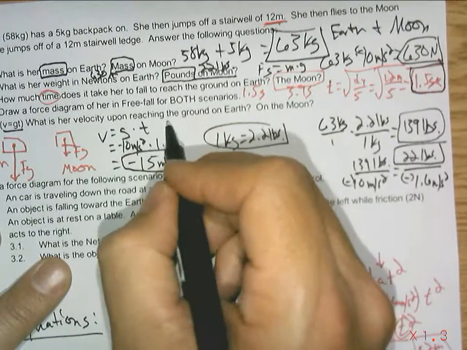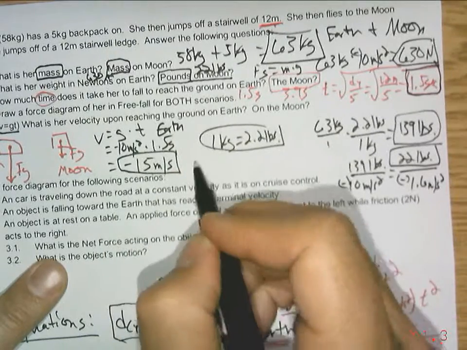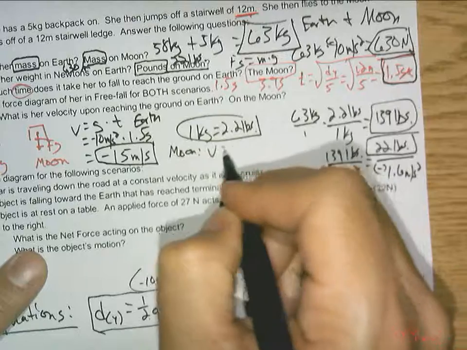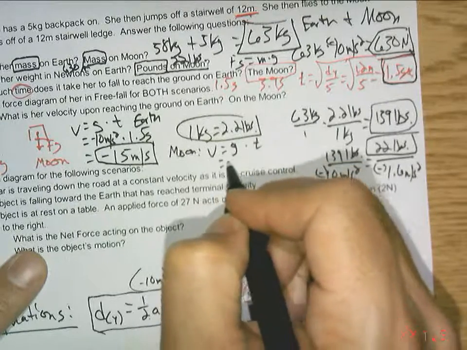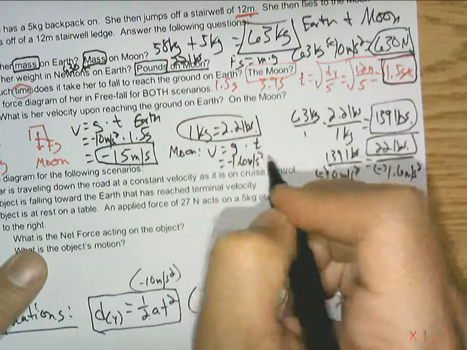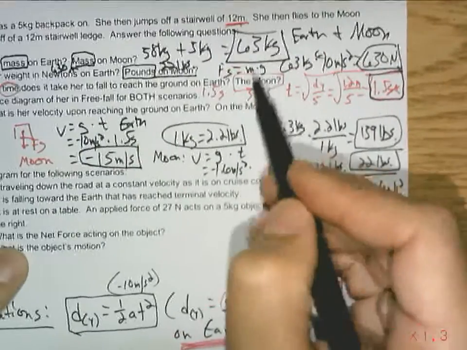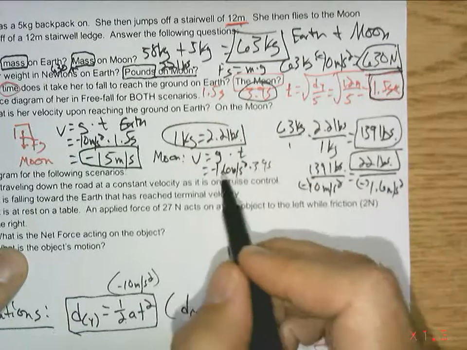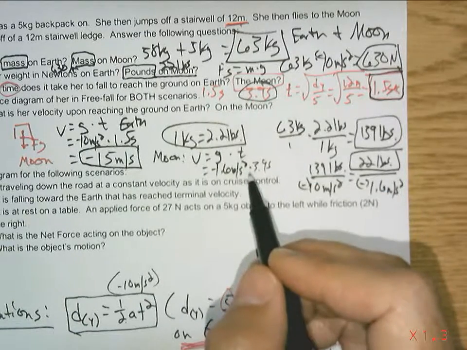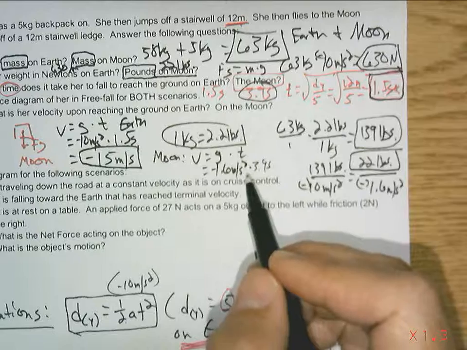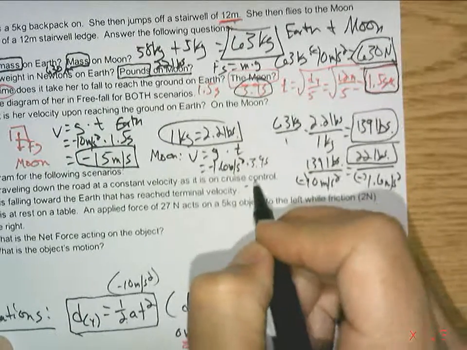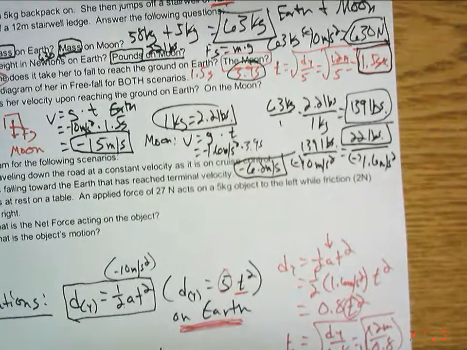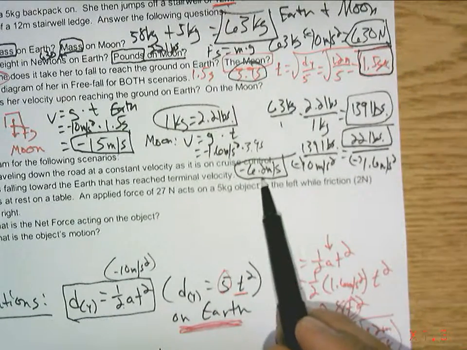And on the moon, right, so this one here was on Earth. On the moon, I know that v equals g times t, where on the moon g is negative 1.6 meters per second squared, times, I have to go back and find my time, 3.9 seconds. Negative 1.6 times 3.9 gives me a value of negative 6.2 meters per second. So the velocity upon impact on the moon is going to be negative 6.2 meters per second.